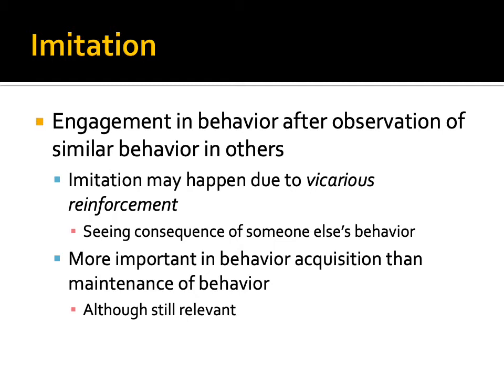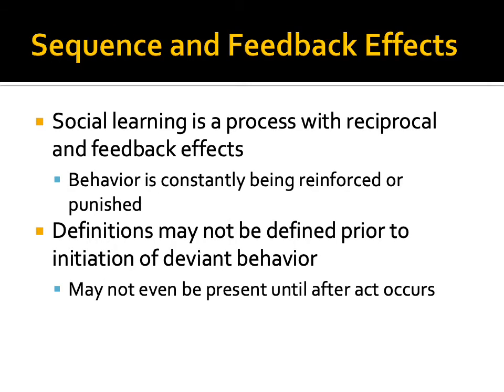Imitation is more important in behavior acquisition than it is in the maintenance of behavior, but it still does play somewhat of a role, right? And so it's important to note that detail, that imitation is definitely more important in the acquisition rather than the maintenance of behavior. Social learning also is a process with reciprocal and feedback effects, and that's important. The behavior is constantly being reinforced or punished in some capacity or another, right?